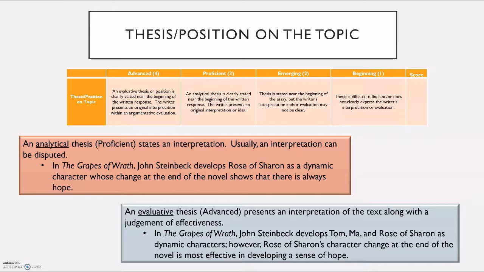If you are aiming to be advanced in this category, you will need to develop an evaluative thesis rather than an analytical thesis. An evaluative thesis presents an interpretation of the text along with a judgment of effectiveness. Here's an example. In The Grapes of Wrath, John Steinbeck develops Tom, Ma, and Rose of Sharon as dynamic characters. However, Rose of Sharon's character change at the end of the novel is most effective in developing a sense of hope. The key words for evaluation here are most effective. Several characters' changes are considered in this thesis, but the writer makes a judgment call about the character whose change most effectively develops the theme.